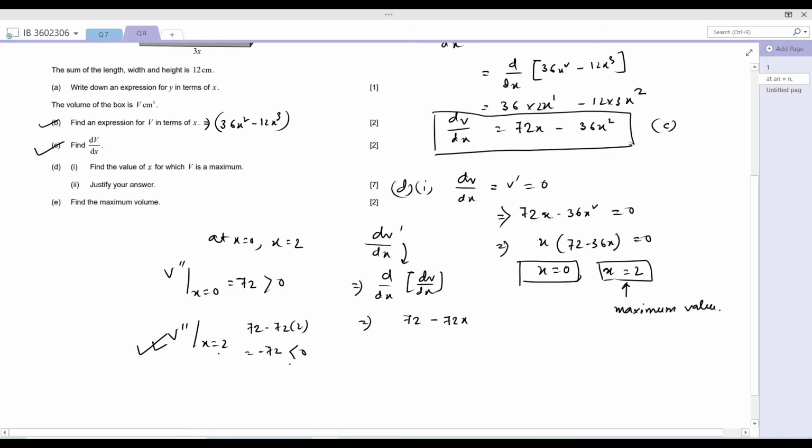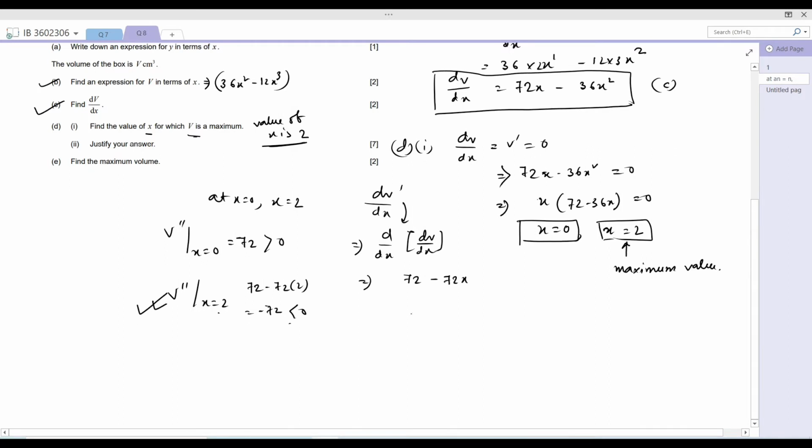So, find the value of x for which V is maximum. The value of x is 2. We have found this from the double derivative principle. Now we have to justify the answer. To justify the answer, let me draw a graph for you.